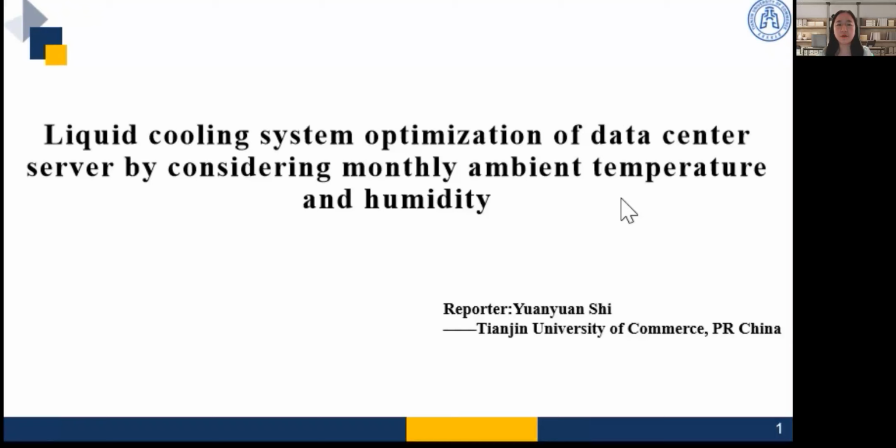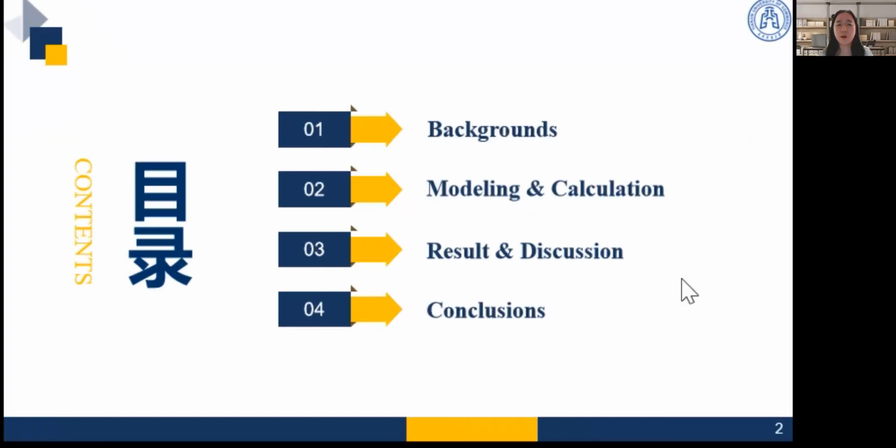The topic of my report is liquid cooling system optimization of data center server by considering mostly ambient temperature and humidity. My report is divided into 4 parts. First, let's start with the background.